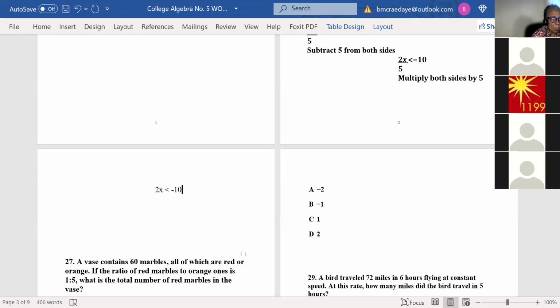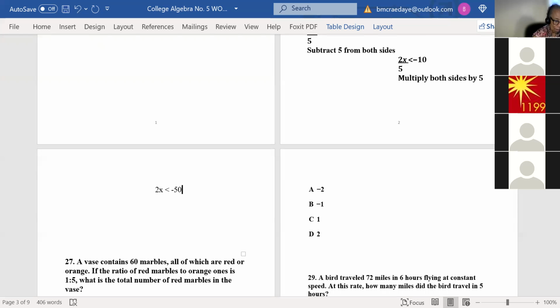I thought you got to put the 5 there. You got to put a 5 where that negative is. No, if you multiply both sides by 5, 5 times minus 10 is minus 50. So let's just write 5 times minus 10. So 2x is less than minus 50. So what is x equal to?